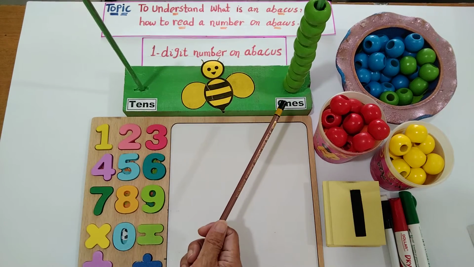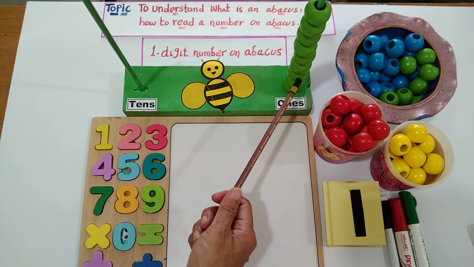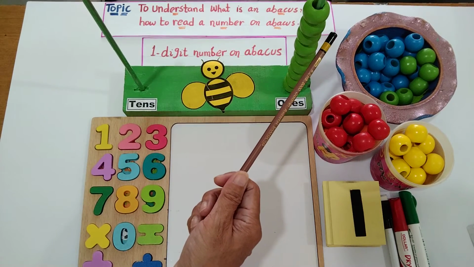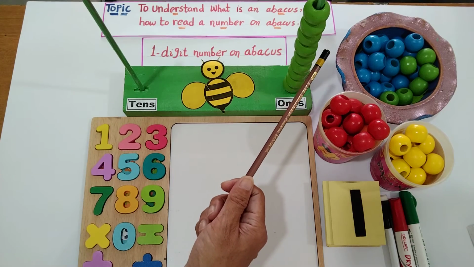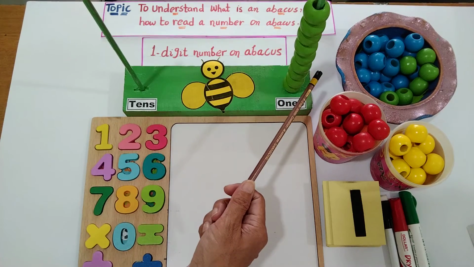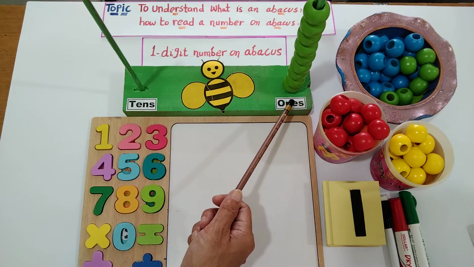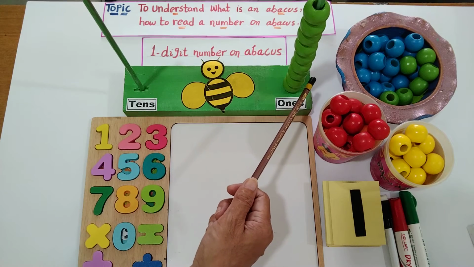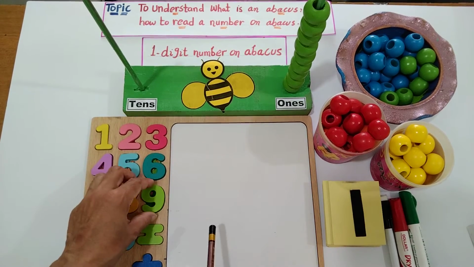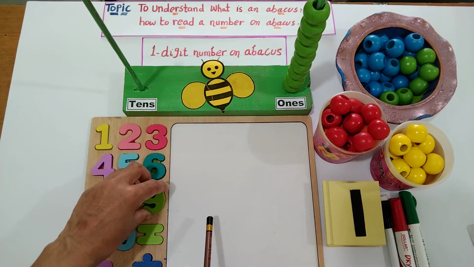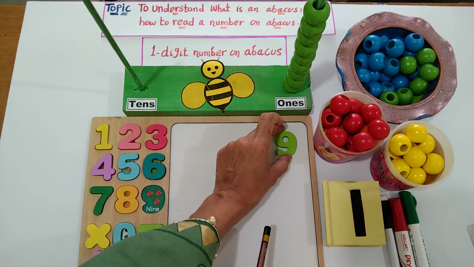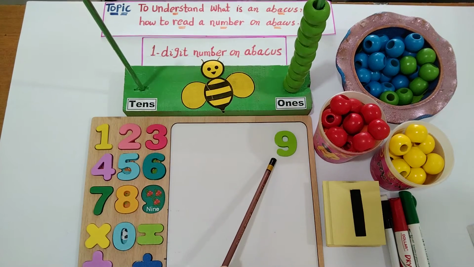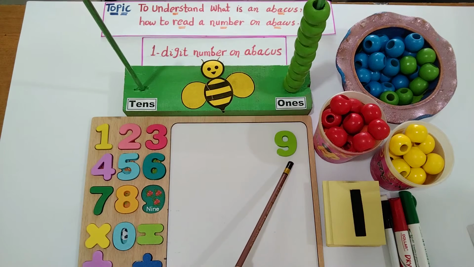Okay students, can you count the number of the beads inside this rod? Yes, very good. Let's count. 1, 2, 3, 4, 5, 6, 7, 8 and 9. So 9 beads represent number 9. So on ones place we have a one digit number, that is 9.